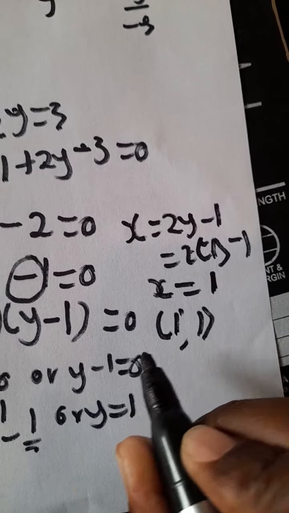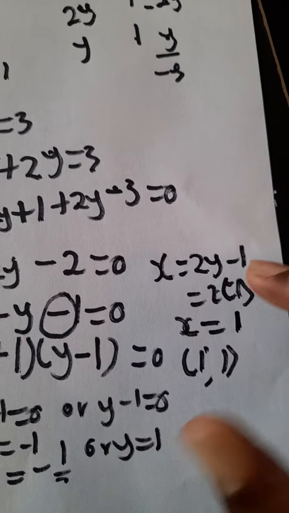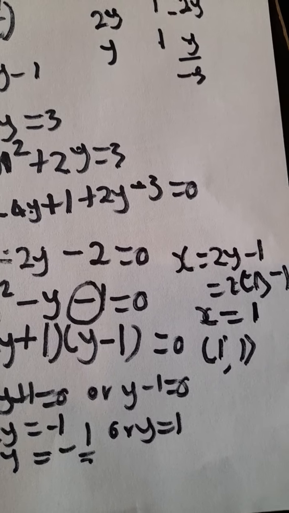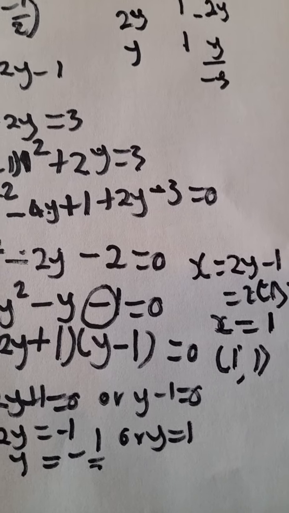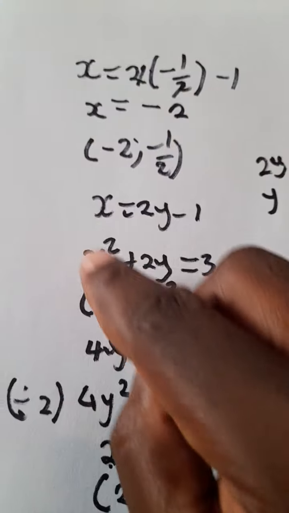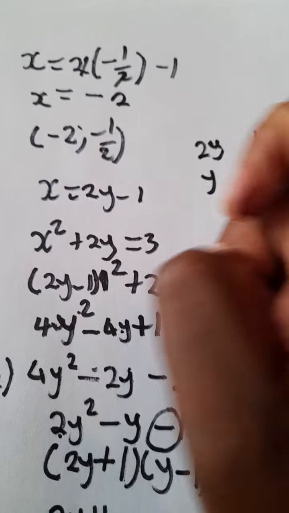So we have two values. Remember that your x values and y values of simultaneous equations form what you call points of intersection. So we have 2 points, 1 and 1. We also have negative 2 and negative half.